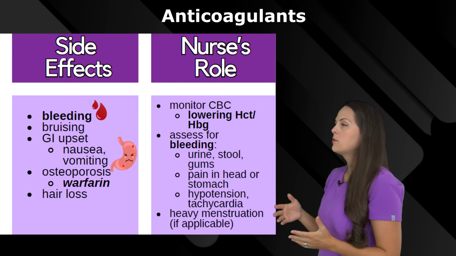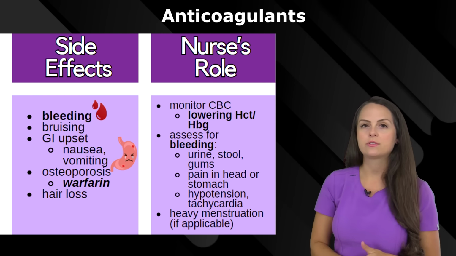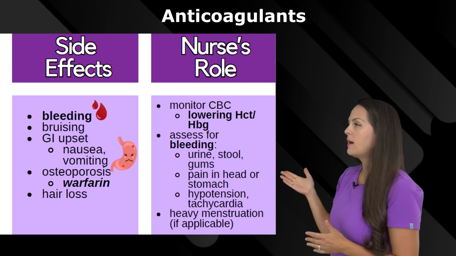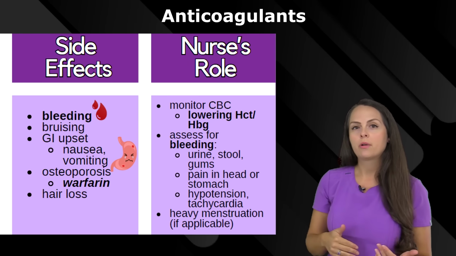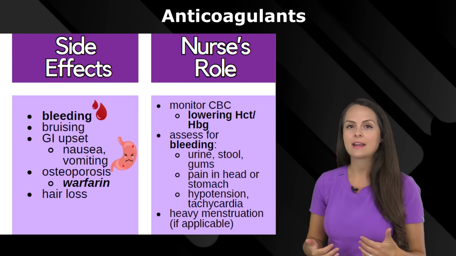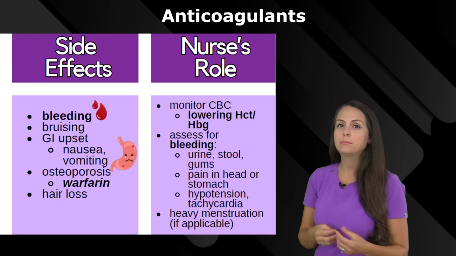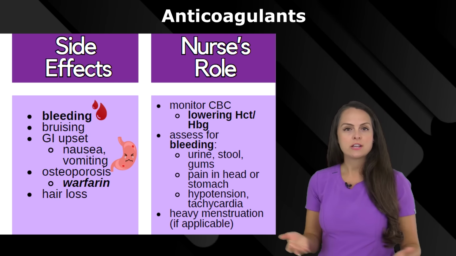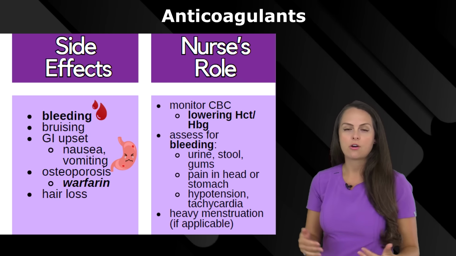And assess them for pain, particularly in the head or the stomach. That could mean that we have some bleeding there. And look at their vital signs. A decreasing blood pressure, hypotension, with an increasing heart rate, tachycardia, that is a big sign that your patient may be bleeding out somewhere. And then if your patient still has menstruation, assess if their periods are heavy.